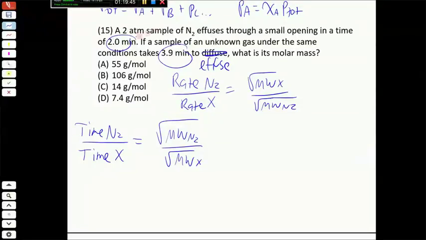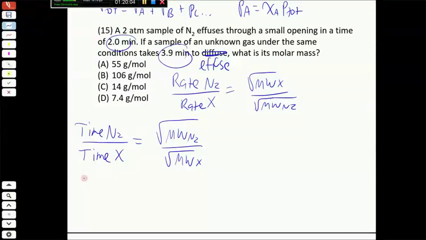So we see that N2 takes 2 minutes, our unknown gas takes 3.9 minutes. So that would tell us then that the unknown gas must be heavier than N2 because it takes a longer time to effuse, which means it's moving slower. So we should get a number that's bigger than the molar mass of N2. And again, it's helpful to check that answers are reasonable.